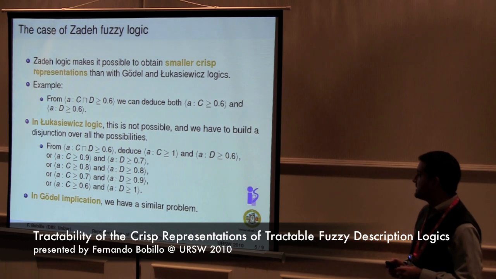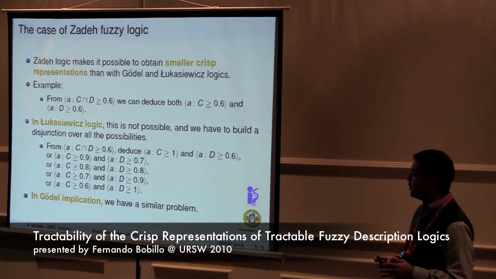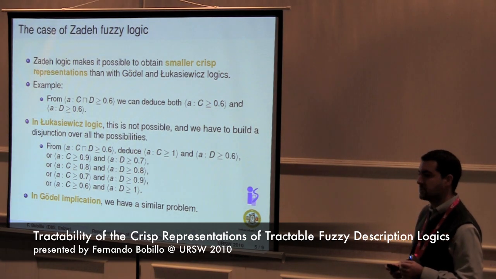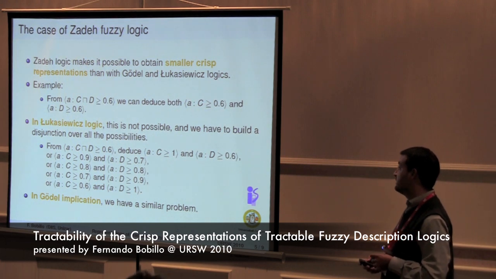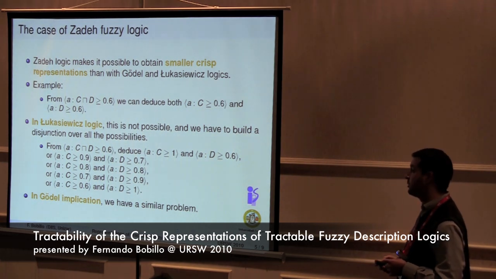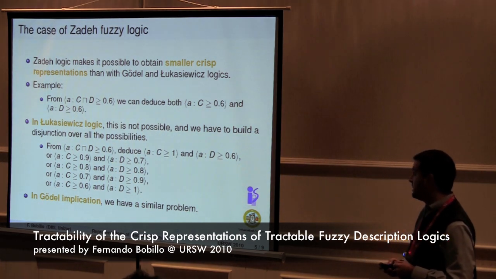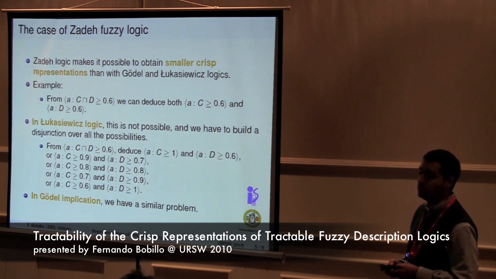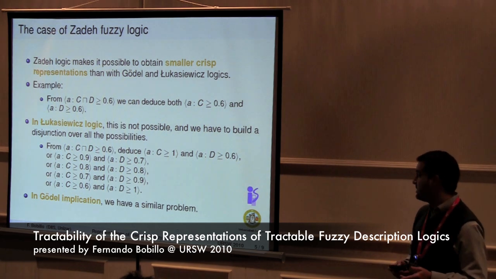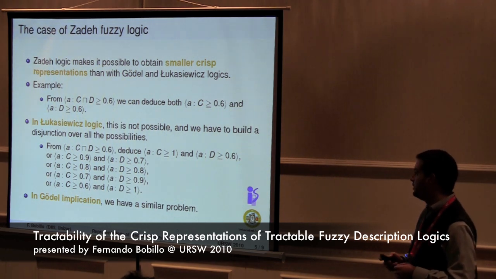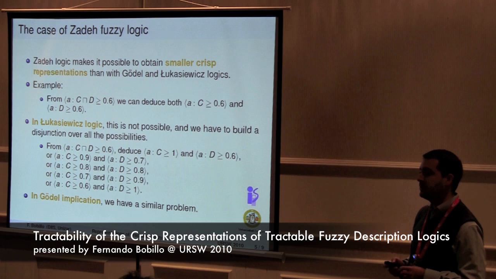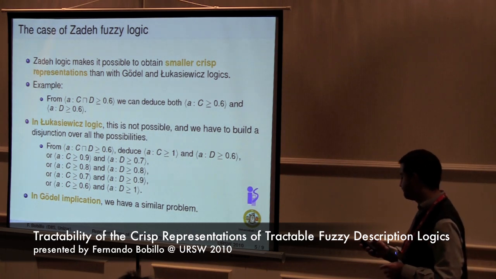However, in Łukasiewicz logic, this is not possible, and we have to build a disjunction over all the possibilities, as it happened in the case of finite fuzzy logics in my previous presentation. For instance, considering the same case as before, now we have five possibilities, and we have to build a disjunction of all of them: either a belongs to C with a degree greater or equal to 1 and to D with a degree greater or equal to 0.6, or the degree of belonging to C is at least 0.9 and the degree of belonging to D is at least 0.7, and so on. We have to consider all the possibilities that make the Łukasiewicz t-norm behave in this way.